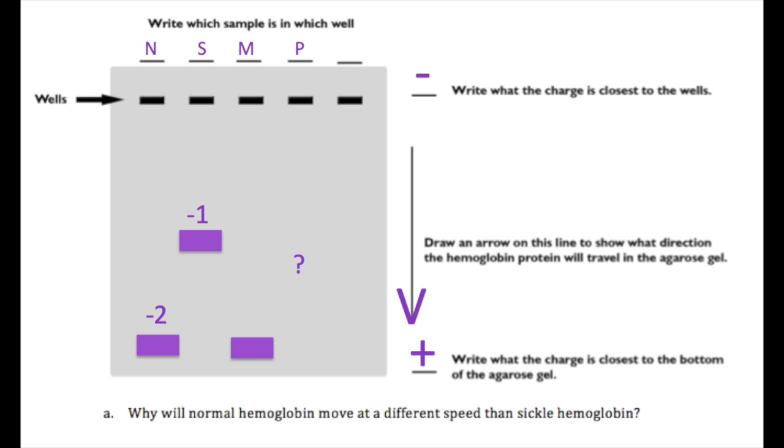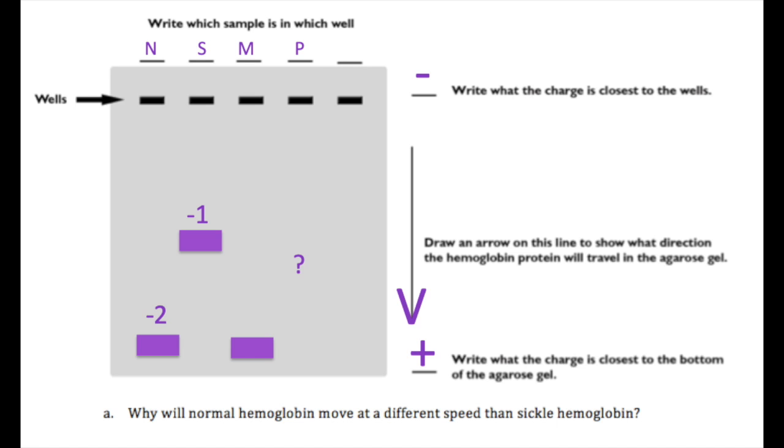Because the mother sample should be normal, we predict that it's going to run the same distance as the normal sample in the gel, which we see in lane 3. The patient sample is unclear. We're not sure where it's going to end up in the gel because we don't know if the patient has sickle cell disease or some other disease that's causing their symptoms.